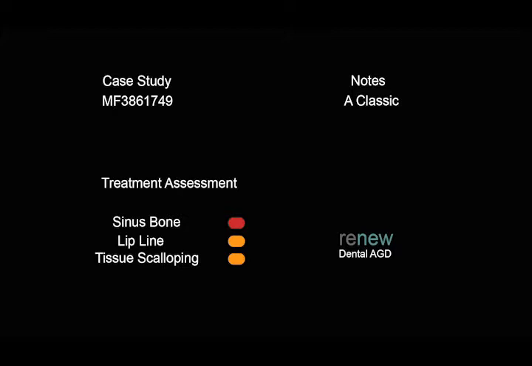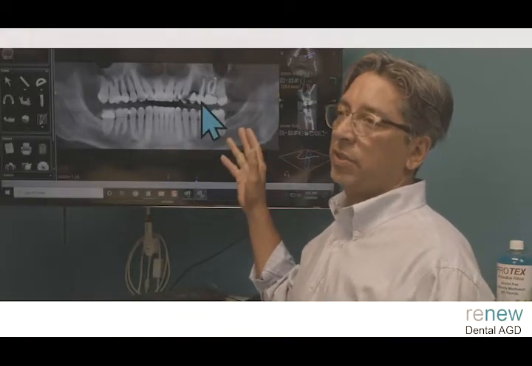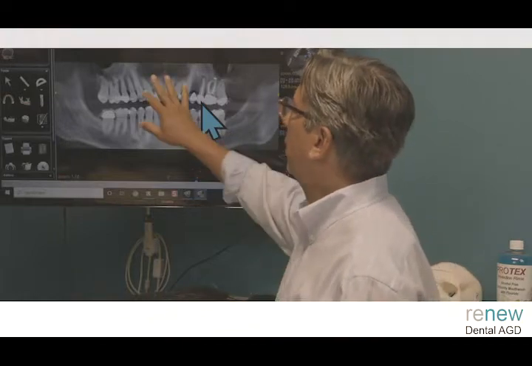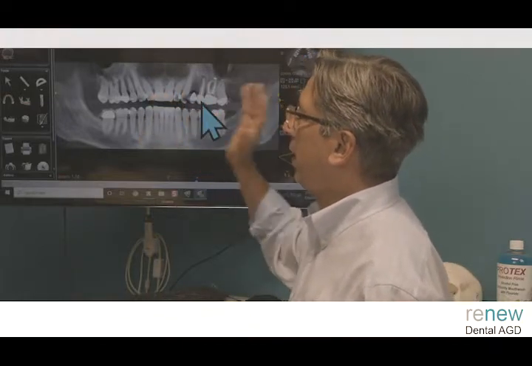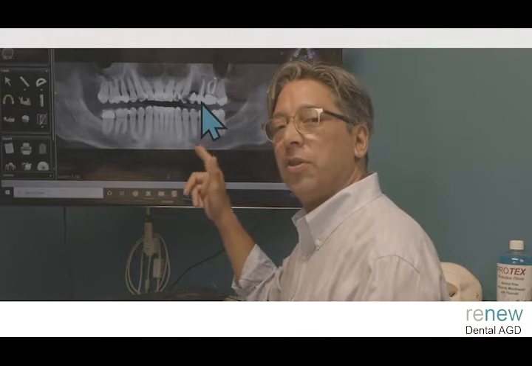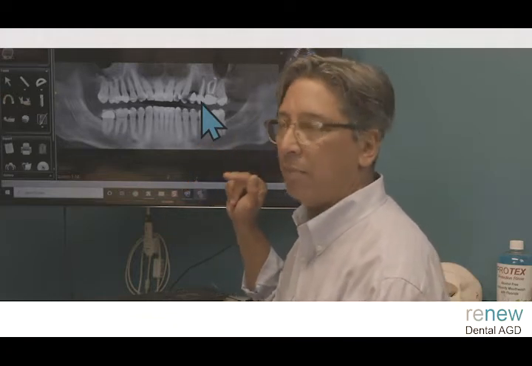It's going to have pretty much a light green bone density, light green facial bone, red sinus, orange tissue scalloping, because we are in a premolar site, and I'll explain that in a second, and orange lip line, mostly because when this patient smiles, you've got a pretty big smile, and you start to see this. So maybe that's what the doctor was originally concerned about with chopping up that canine.